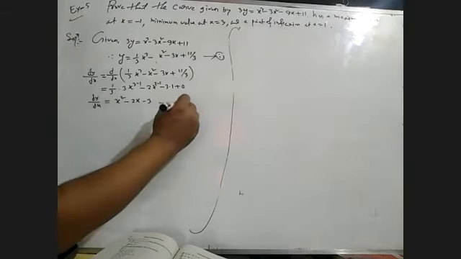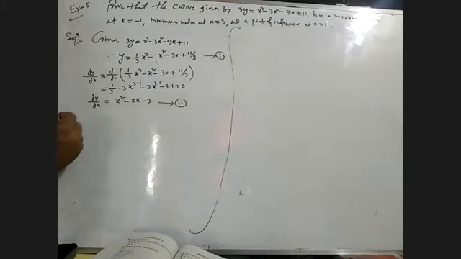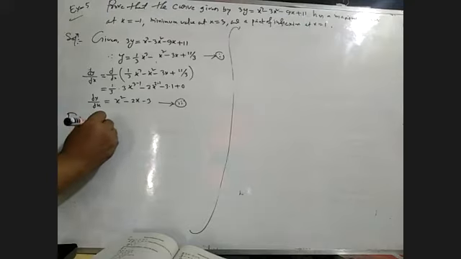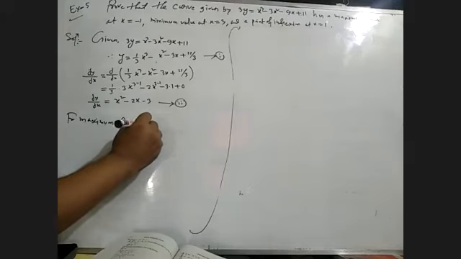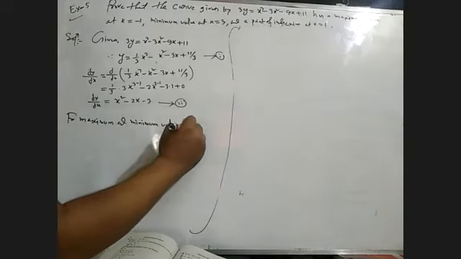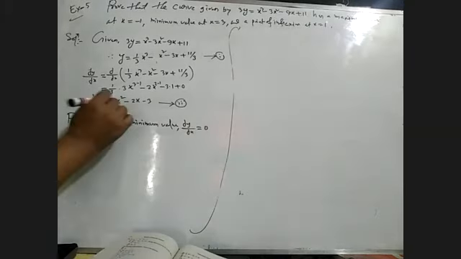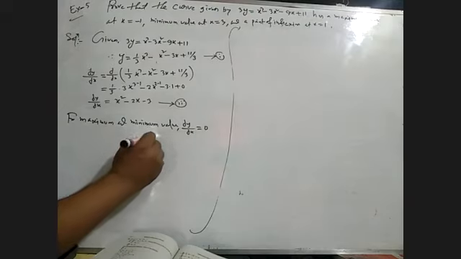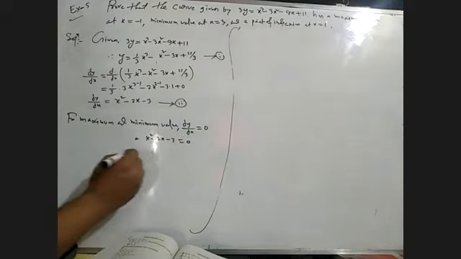Now for the maximum and minimum value, dy/dx will be 0. So x squared minus 2x minus 3 equals 0.